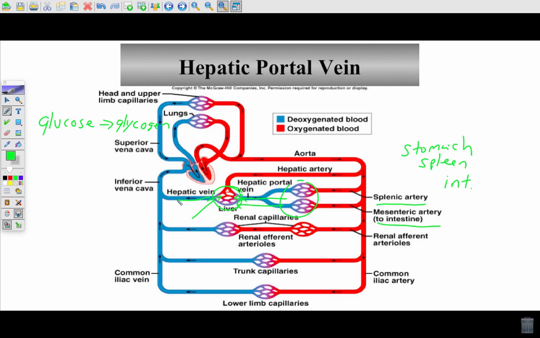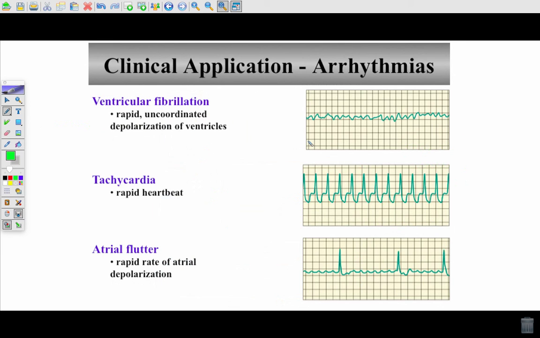So instead, that blood that's coming from there gets processed in the liver, and the liver can kill off the bacteria. And then that nutrient-rich, albeit deoxygenated, nutrient-rich and hopefully bacterial clean blood can now go back to the heart to be circulated.